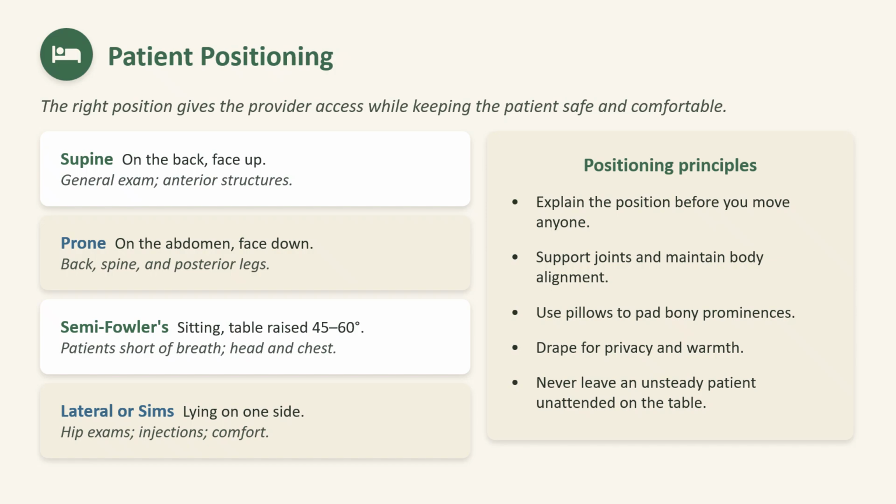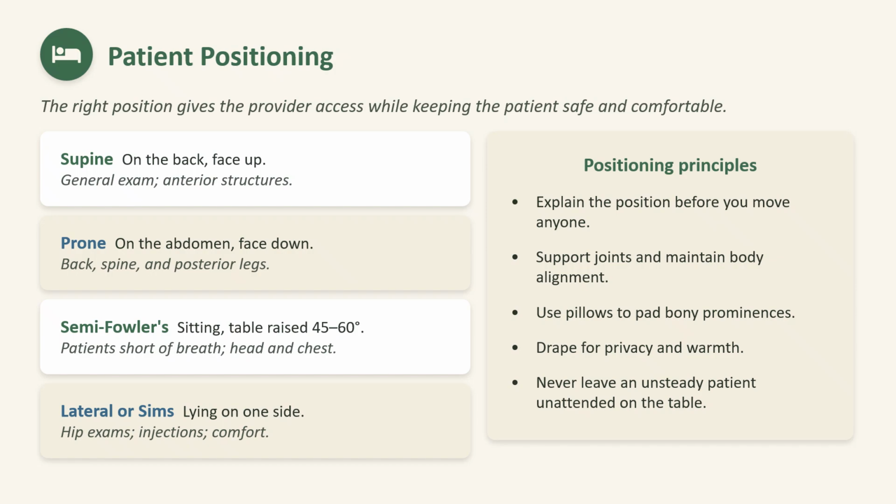Supine is flat on the back, face up, which is your default for a general exam and anything on the front of the body. Prone is flat on the abdomen, face down, which is used for the back, the spine, and the posterior legs. Semi-Fowler's position is sitting up with the head of the table raised roughly 45 to 60 degrees. It's essential for any patient who is short of breath because lying flat makes breathing harder. And lateral or SIMS is lying on one side, useful for hip exams, some injections, and simple comfort.